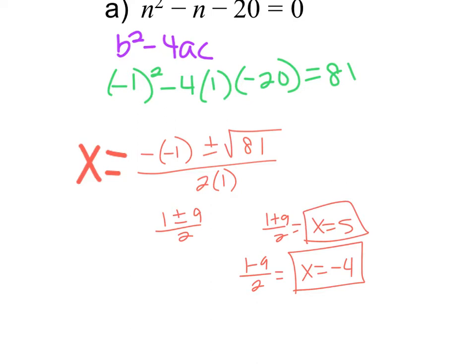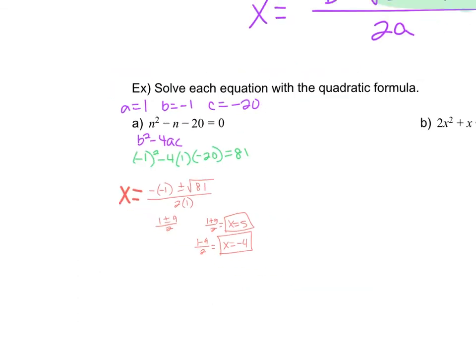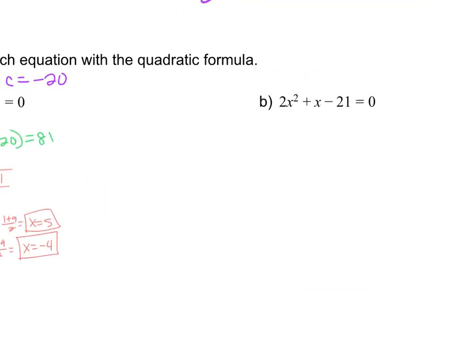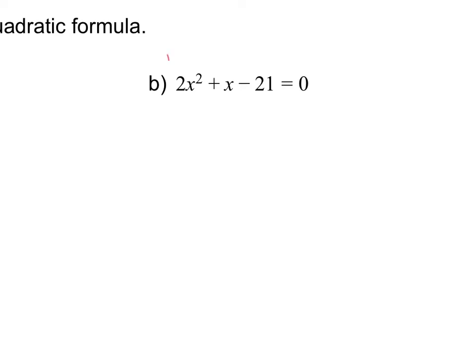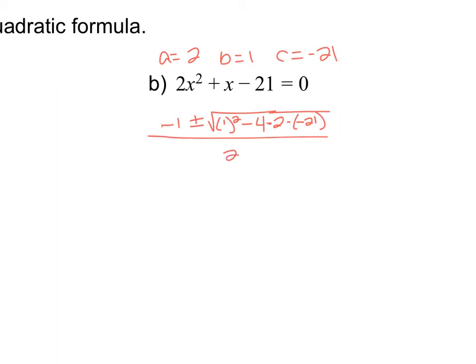Okay, I'm going to show it to you a different way where I don't find the discriminant first and I just solve it. And you can pick your favorite way of how to do this. So I'm going to write them again. A is 2, B is 1, C is negative 21. Okay, so x equals negative 1 plus or minus the square root of my b term squared minus 4 times a times negative 21, our c, all over 2 times 2.